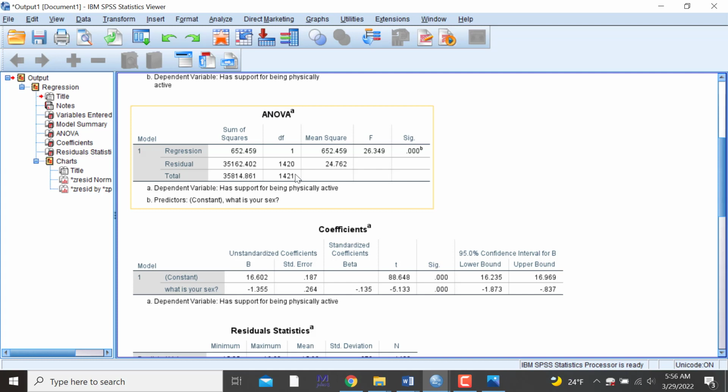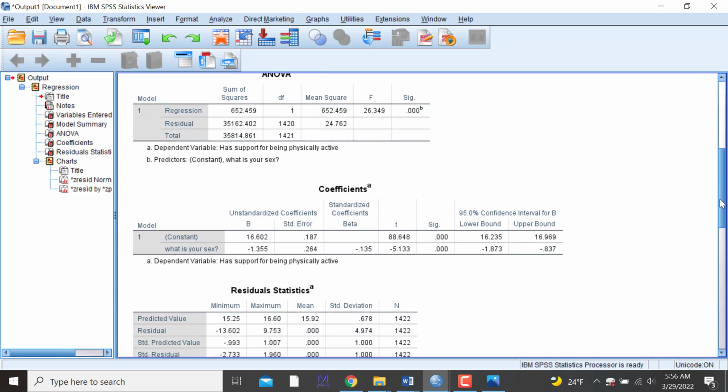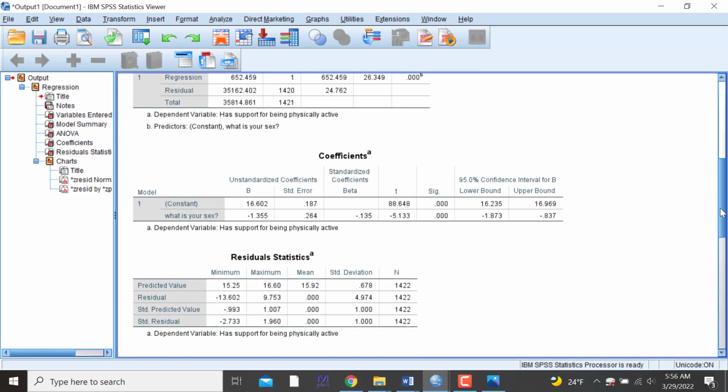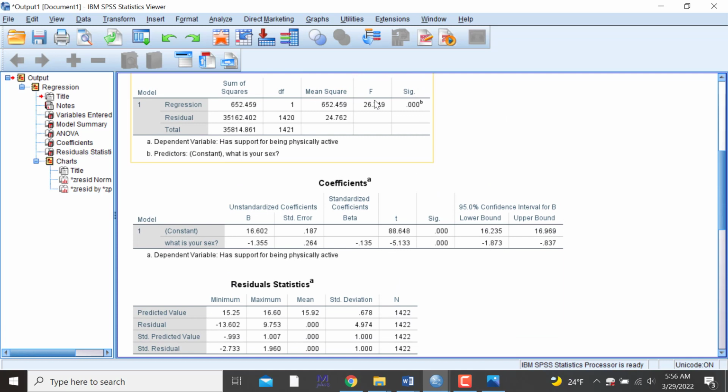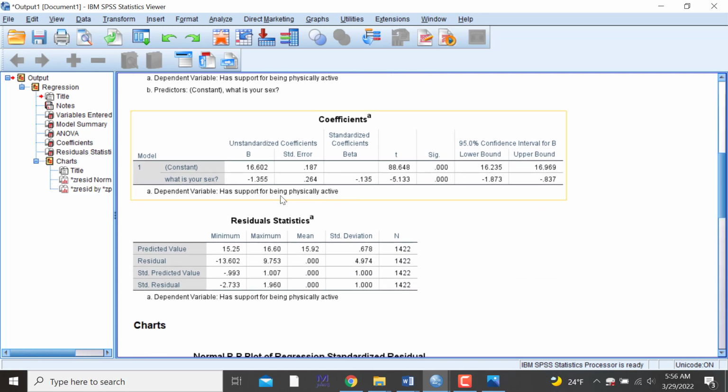The model itself is significant. You'll notice that this is an F table, like you have in an ANOVA, exactly the same as the ANOVA table. And this model is significant, although that doesn't really mean much to us. In this case, it's okay because there's only one predictor, but this doesn't really tell us much. What we really want to do is see if the coefficient, the slope, is significant. So here we see that this p-value is 0.000, so this is highly significant. In other words, being female influences physical activity support.